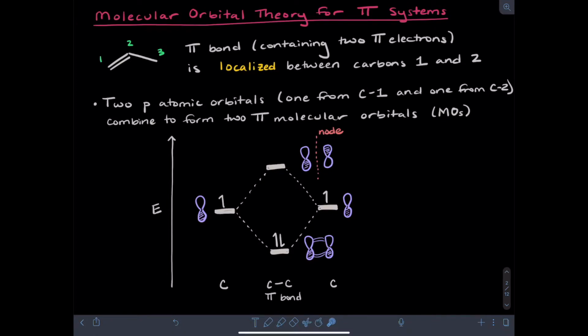Notice that my 2 electrons reside in the lower energy molecular orbital. I call this lower energy orbital my bonding molecular orbital, and I call the higher energy one, that's empty in this case, my anti-bonding molecular orbital.